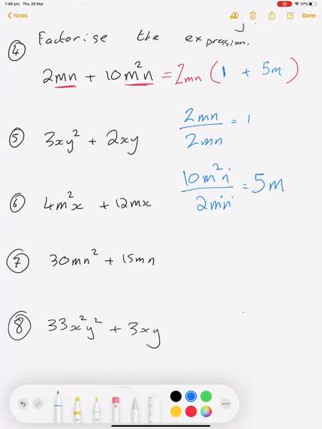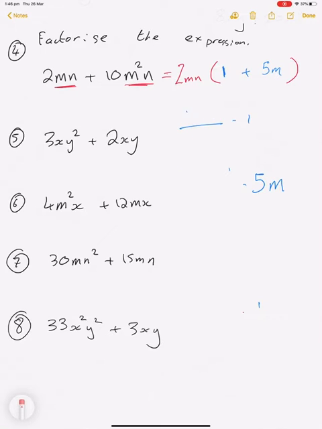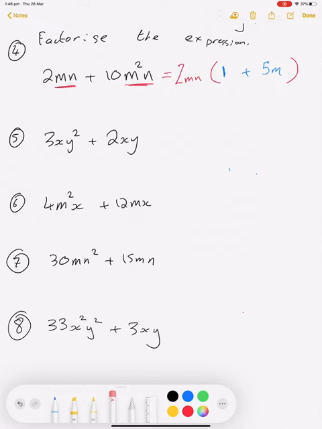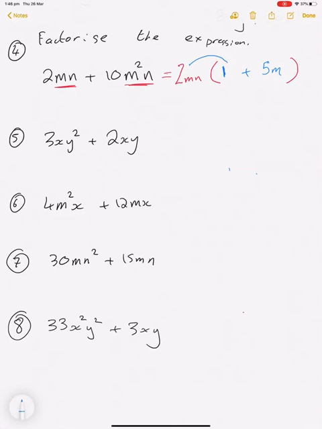Now, I always encourage you to expand back out to see if you've made a mistake. The nice thing about these questions is that we can always check. So let's do that then. Let's expand. Okay, so we get 2mn plus 10m squared n. Okay, that's correct. The highest common factor of the numbers 3 and 2 is just 1.